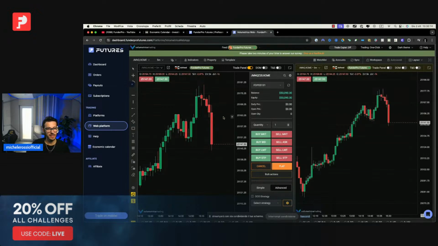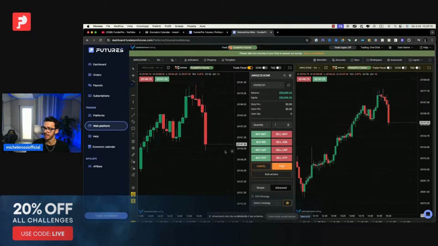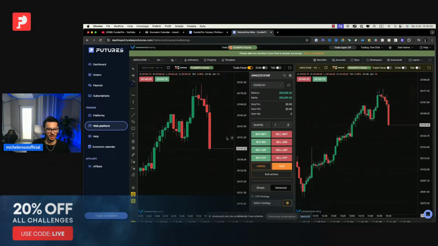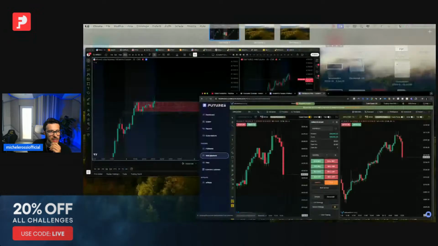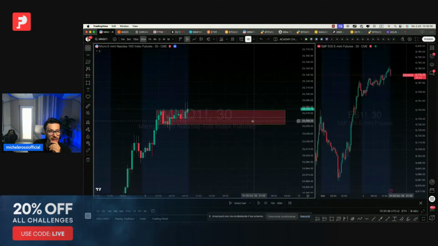So yes, let's see. The market opens, it's pushing down. On the right, you can see the S&P. On the left, you can see the NAS. Let's see if we find a setup.